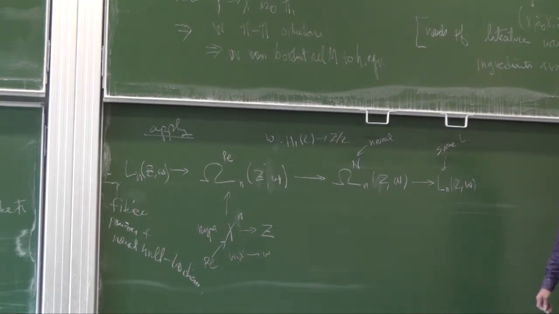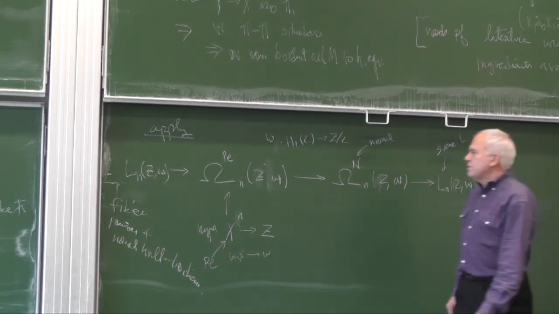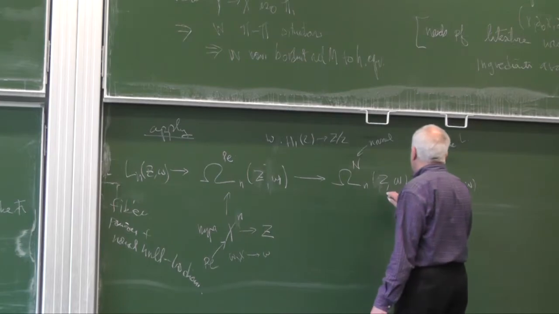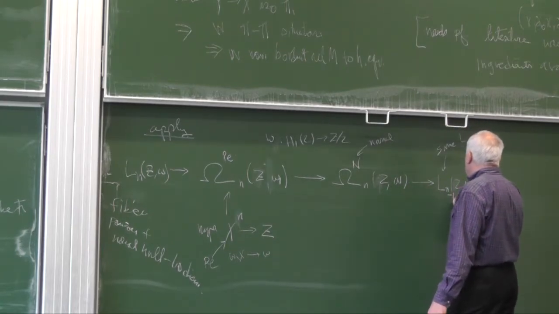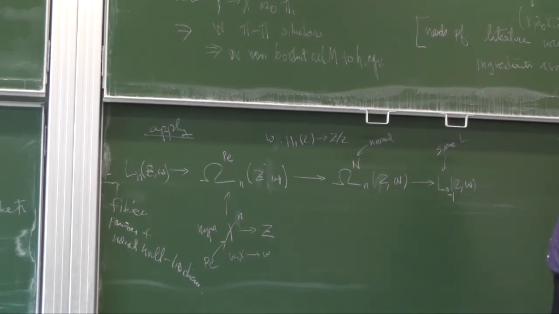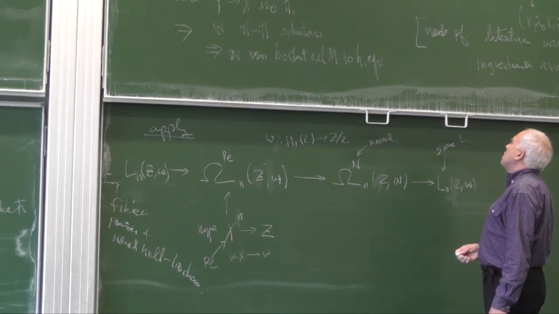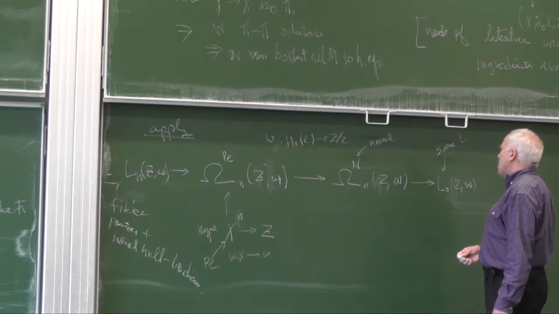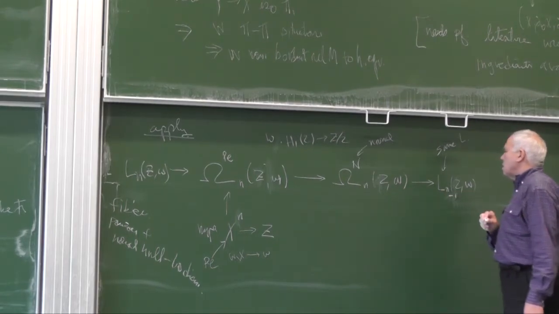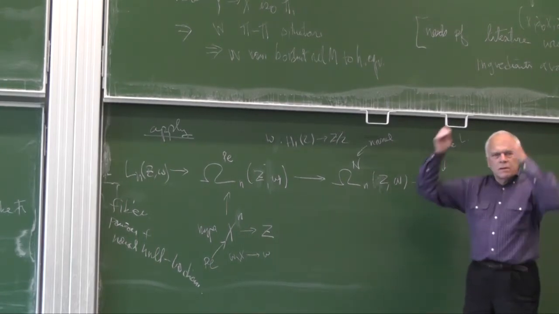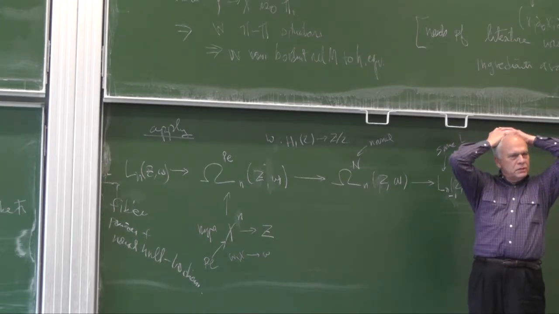The L groups on the ends are the same. Is there some dimension shift? Well, let's see. Something has to go up. Some dimension shift missing. Minus one. N plus 1 on the other side, I think so. Minus 1. Yeah, okay.